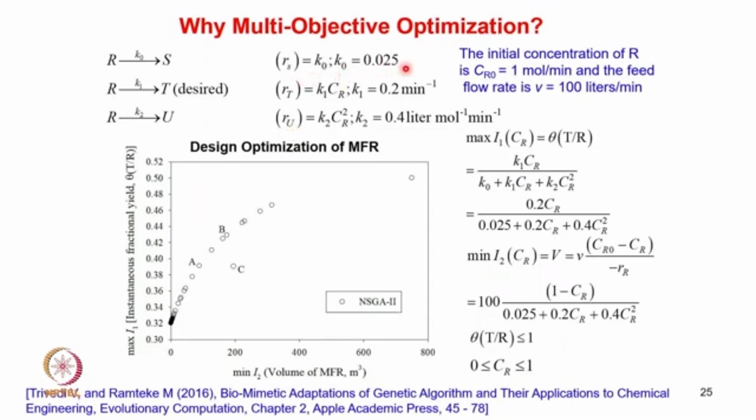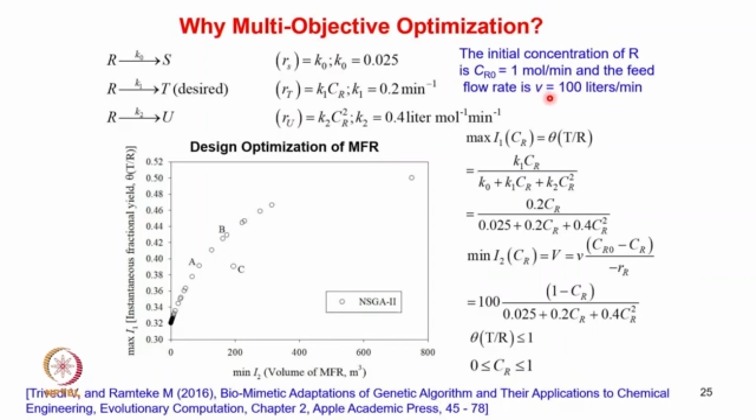K naught is given as 0.025, and the rate of production of T is given as K1 CR, where the rate constant K1 is given as 0.2 per minute. The last one is the undesired side product, whose rate is given as K2 CR square, and K2 is given as 0.4 liter per mole per minute, isn't it? Now in this particular case, my initial concentration of R, Cr naught, is equal to 1 mole per liter, and the flow rate v is equal to 100 liters per minute.